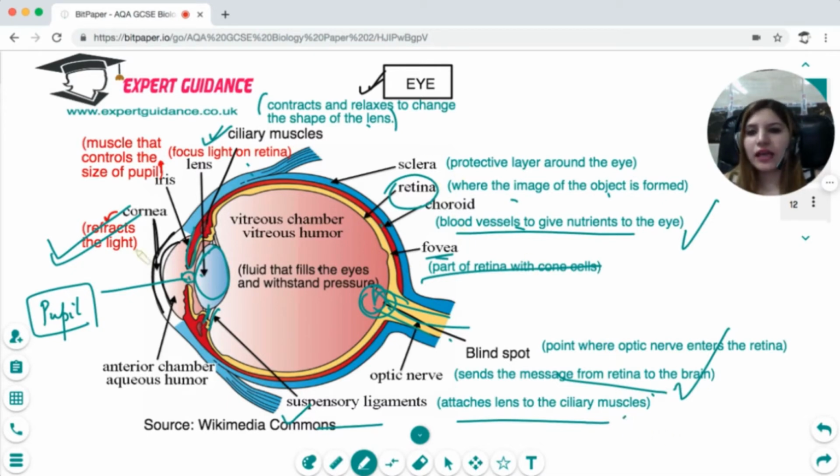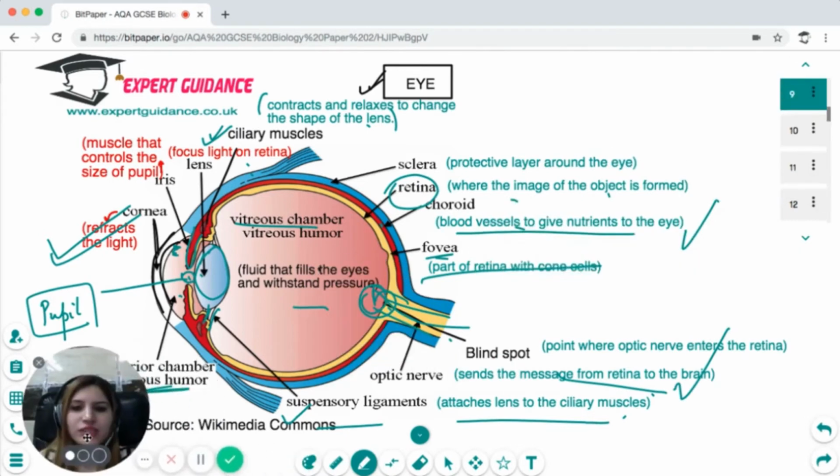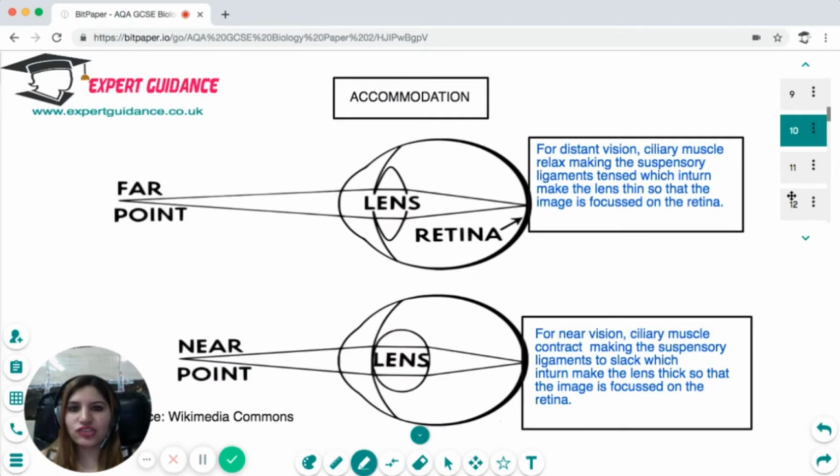And then you have the fluid that fills the anterior part, which is the aqueous humor, and the posterior part is filled with the vitreous humor. This is the fluid that fills the eye and helps the eye to withstand pressure. Okay, so I hope all these parts along with their functions are clear to you.